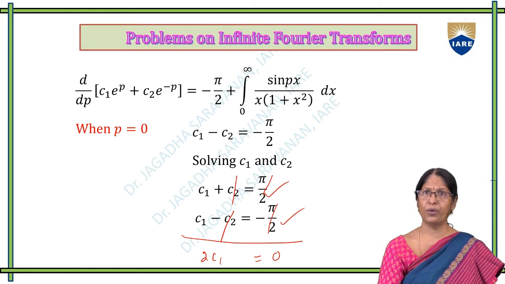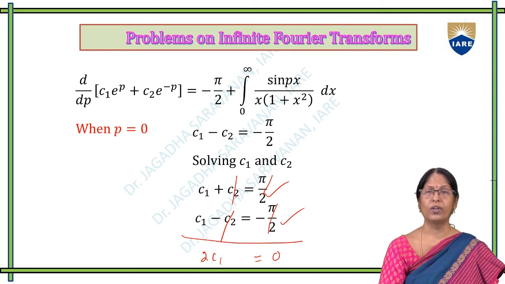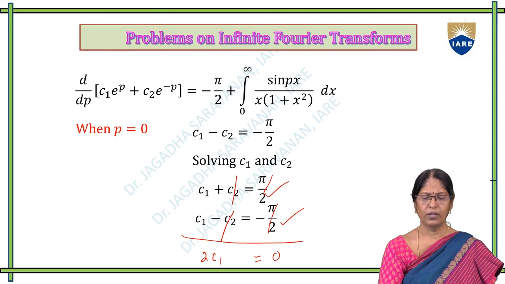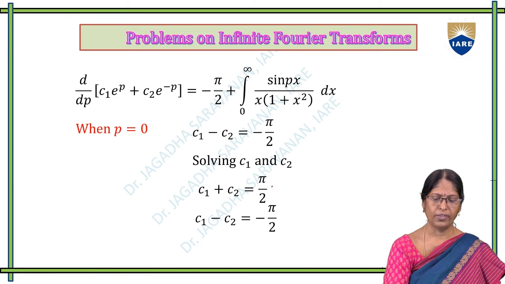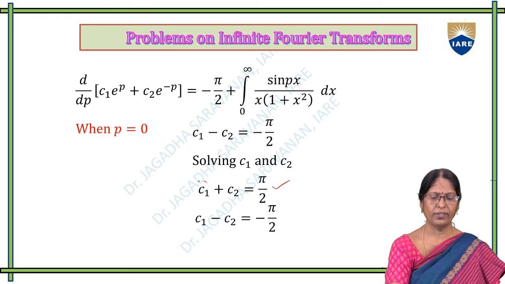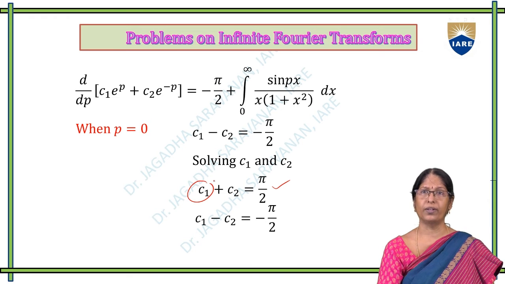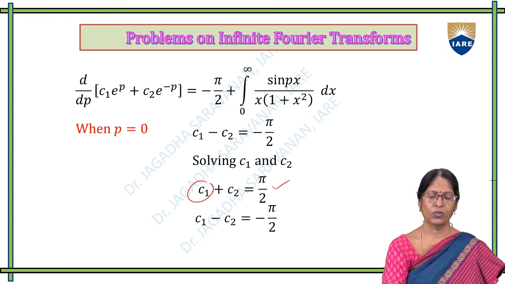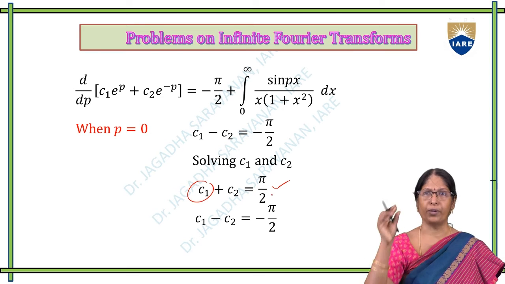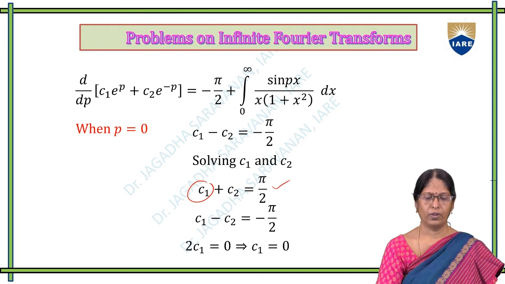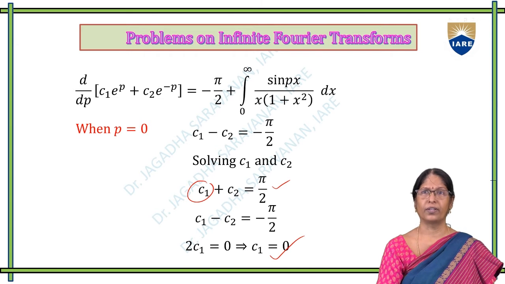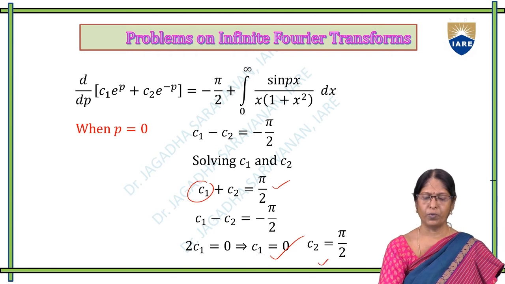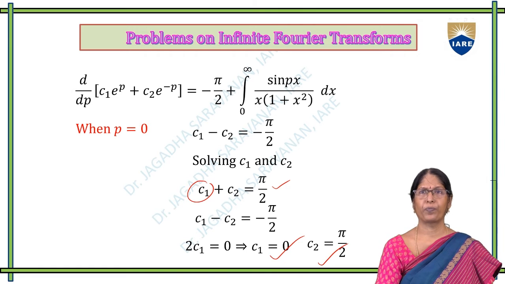With the help of c1, if we substitute in any one of the equations, we will get c2. So if we substitute in this place, after substitution c1 vanishes. So c2 equal to pi by 2. So it's very clear here. What we discussed is written here: c2 equal to pi by 2.